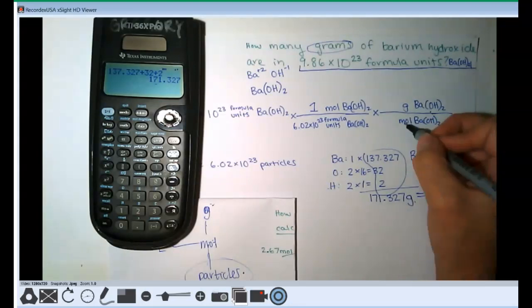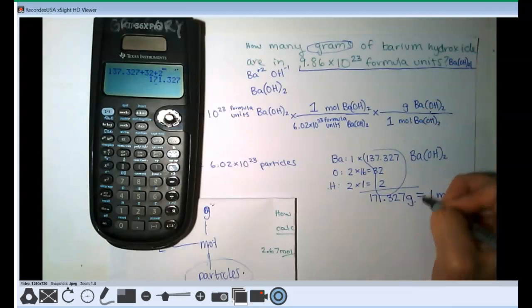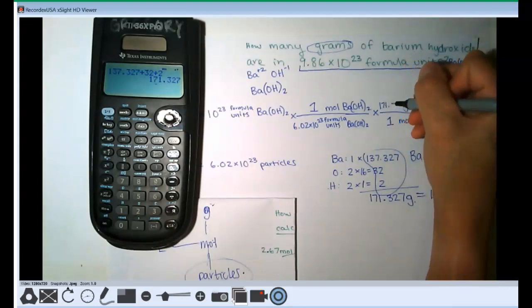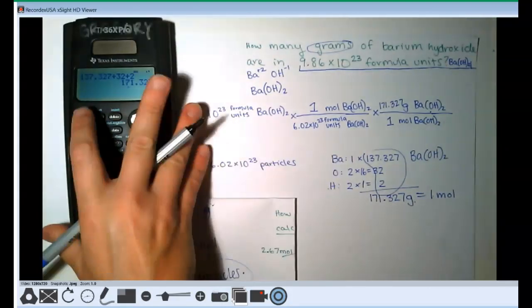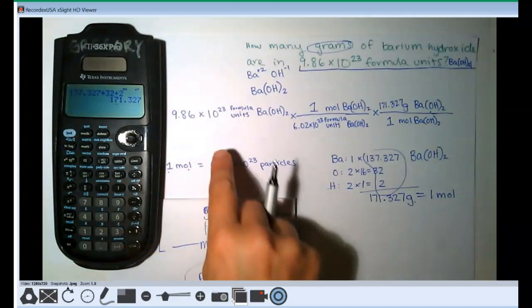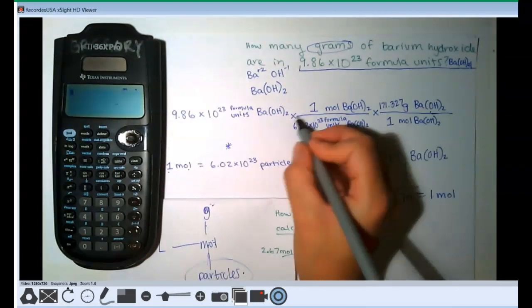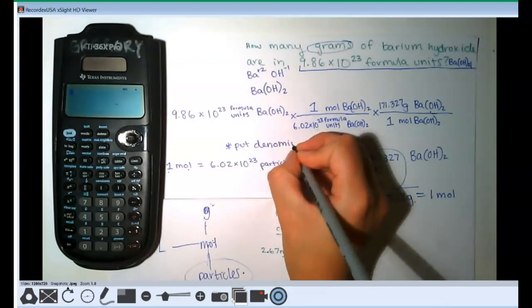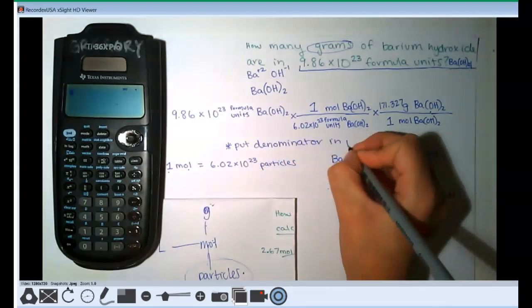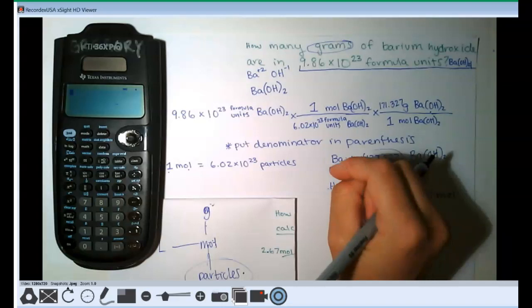So my 1 is going to go next to my mole. And then this 171.327, that's going to go next to my grams in my problem. So 171.327 grams over 1 mole. Okay, so now we have the problem set up. We just need to do our math. And people tend to mess up the most with entering into the calculators when we have exponents. My tip to you is to put everything in the denominator in parentheses. I don't know if I'm spelling this right. Denominator in parentheses. That tends to get rid of a lot of the misreads by your calculator.